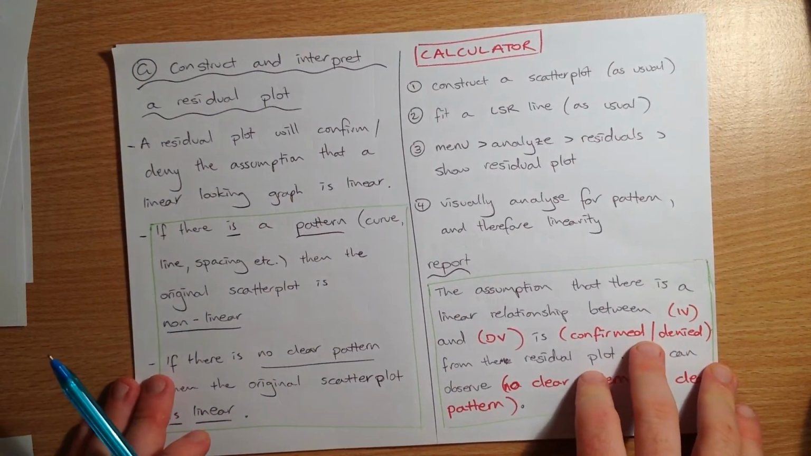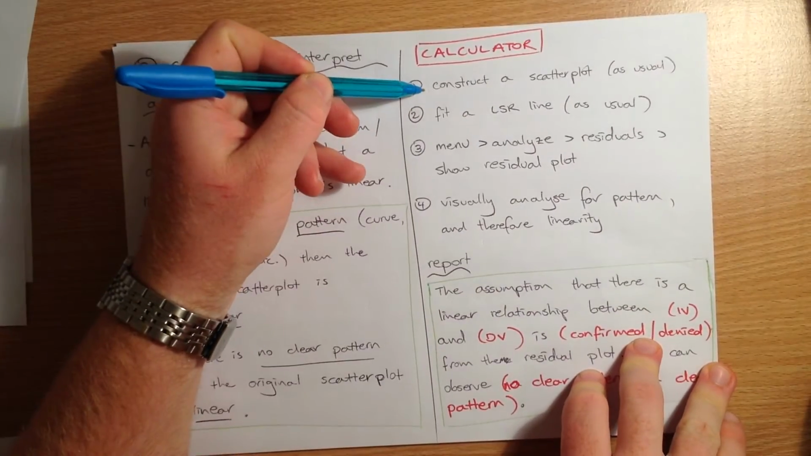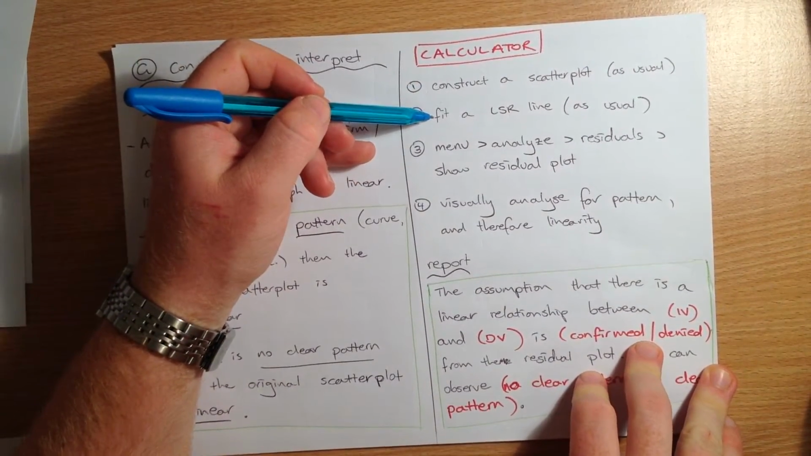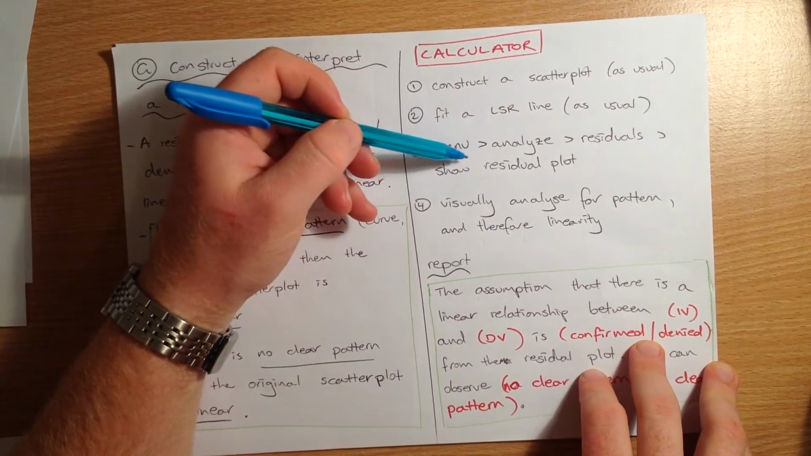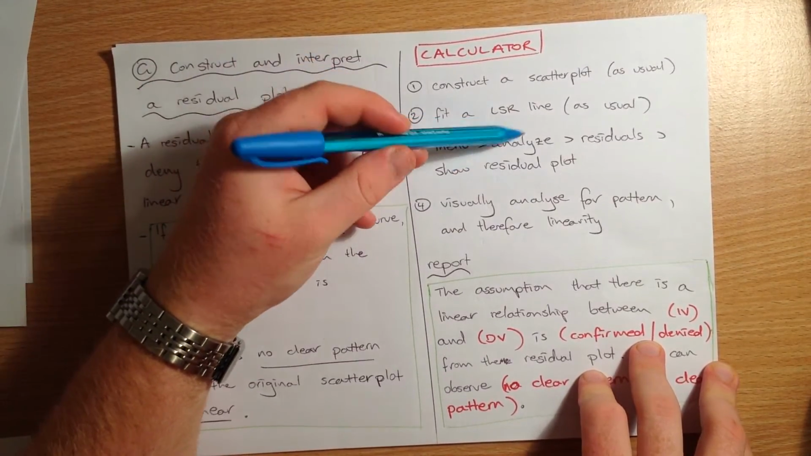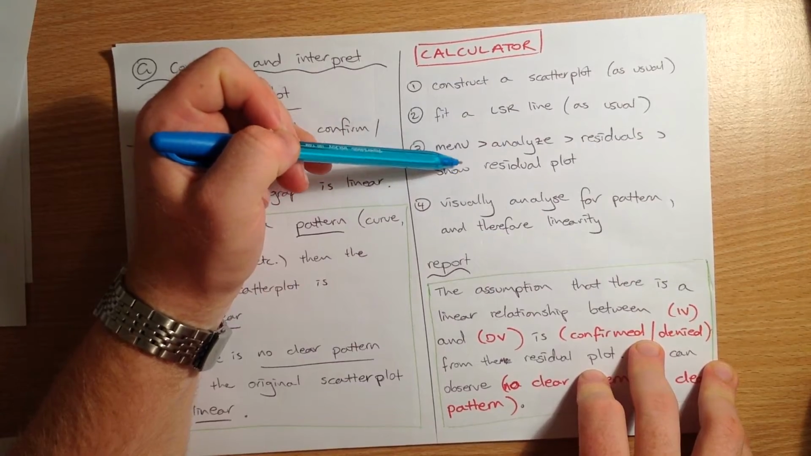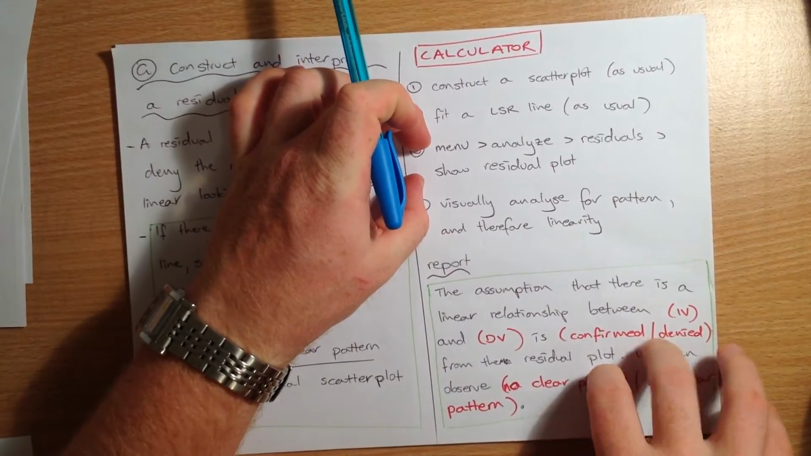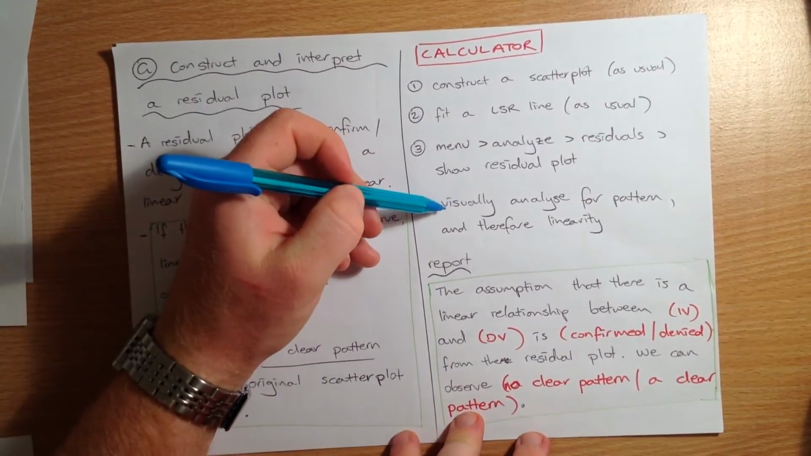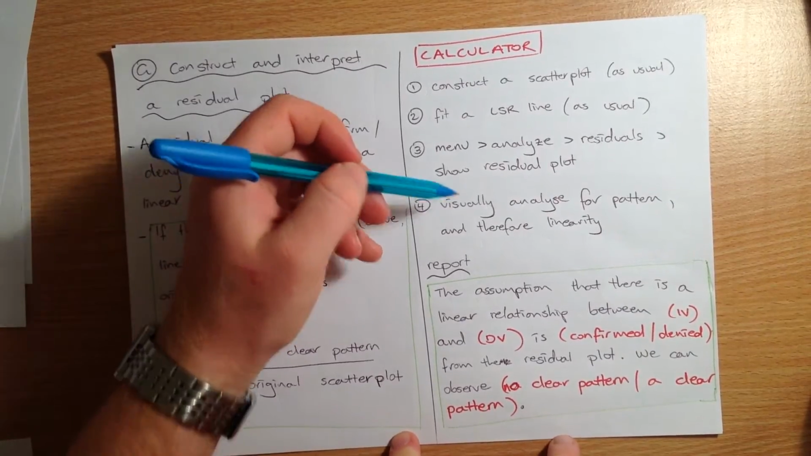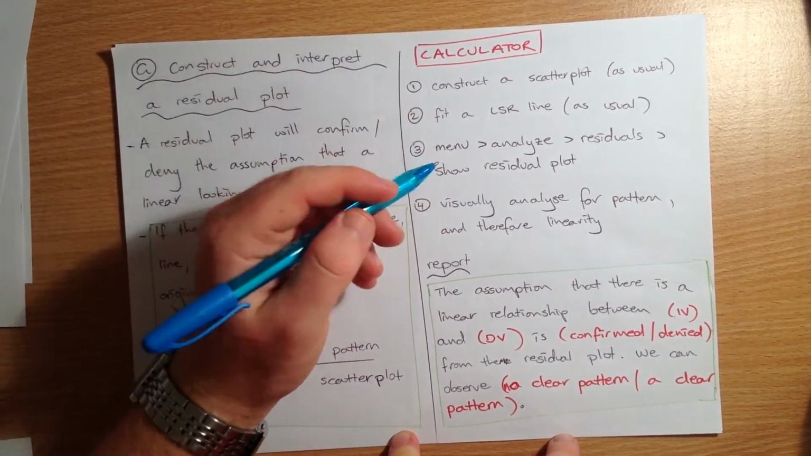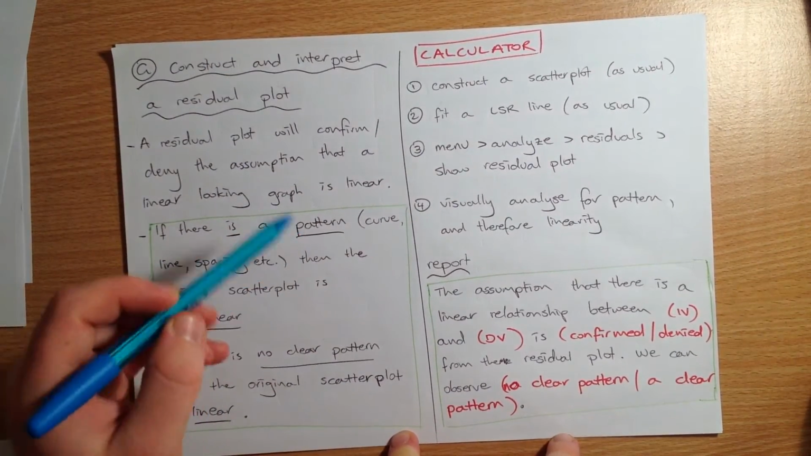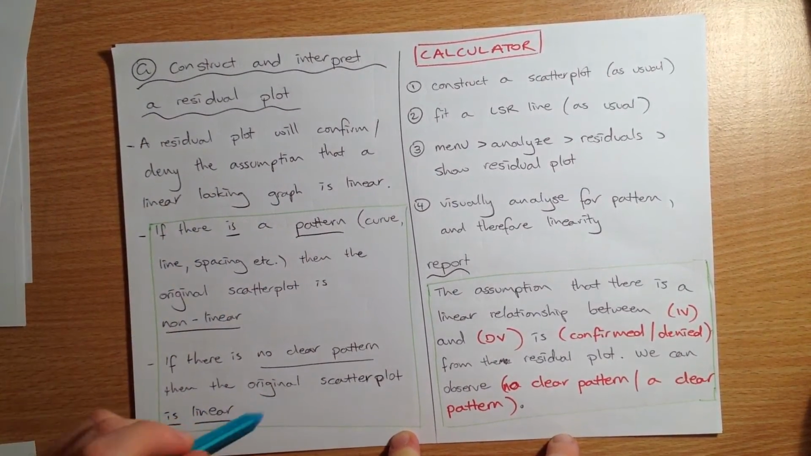So here's how to do it on your calculator. As normal, construct a scatter plot. As normal, fit a least squares regression line, and then we're going to form also in our calculator a residual plot. So menu, analyze, residuals, show residual plot. That's when we're on our graph page, we will put that in. And then we can just visually look and decide whether there is a pattern, and whether or not it is linear. So again, if there is a pattern, it's not linear. If there's no pattern, it's linear.